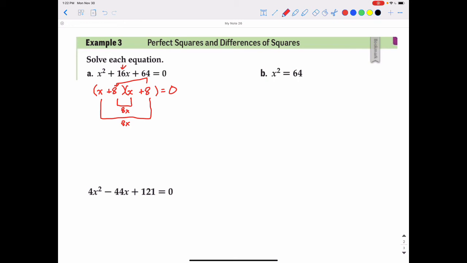Once we get it factored correctly, we set each part equal to 0. So we'd have x plus 8 equals 0 and another x plus 8 equals 0.